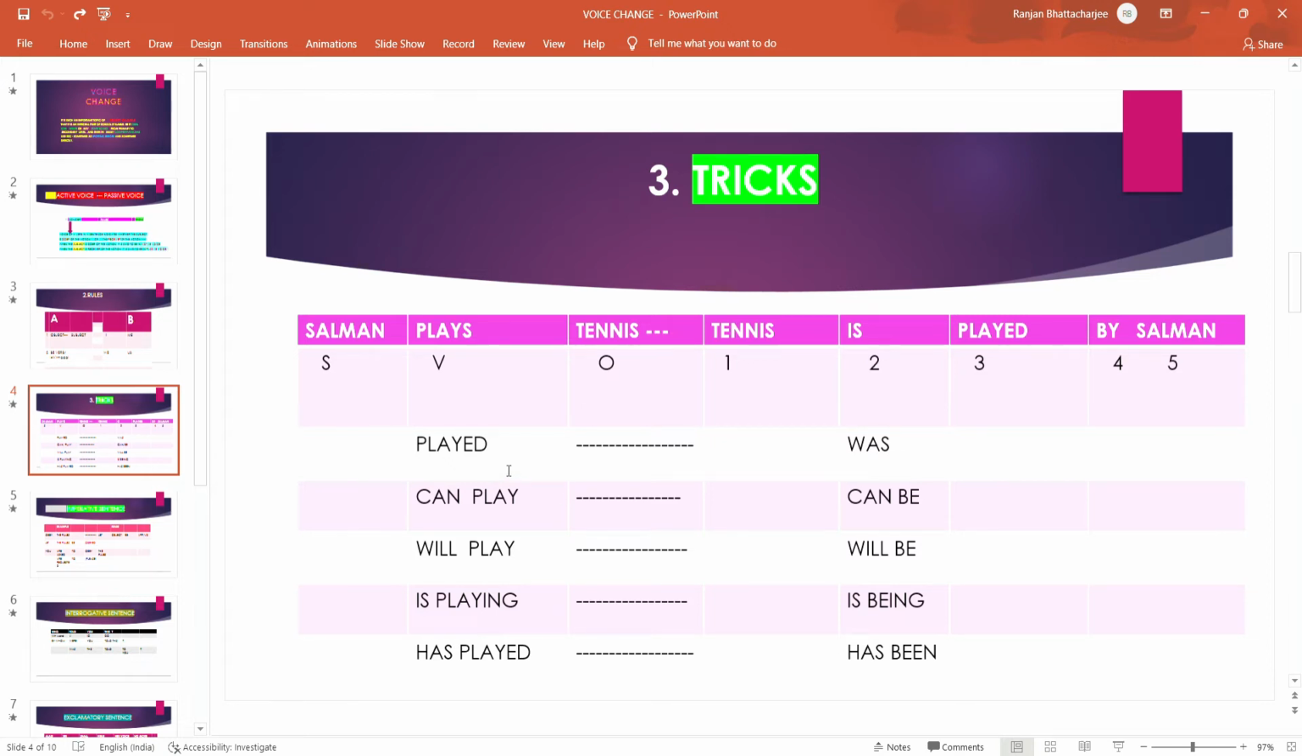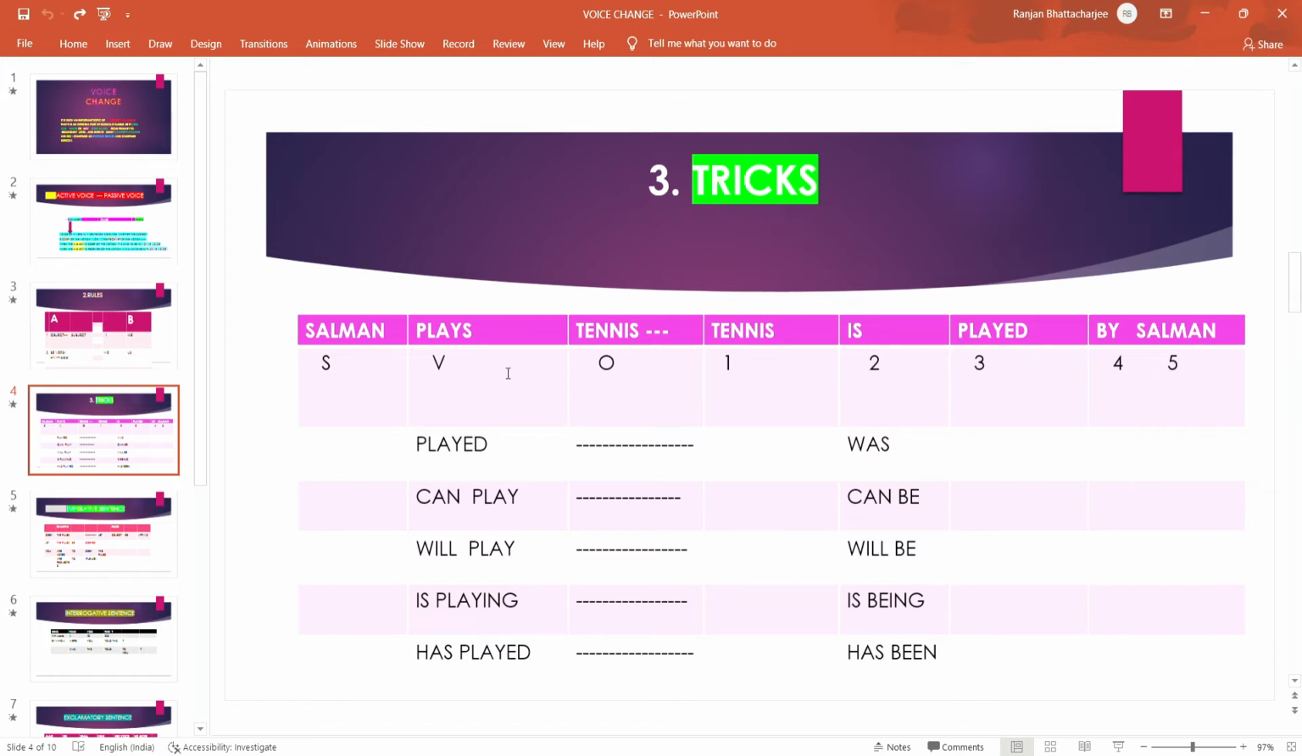Played is in past tense. If the main verb in active voice is in past tense, then there will be a past tense be verb in passive voice. The past tense be verbs are was and were. Tennis is third person singular, so was goes with tennis. If the sentence is "Salman played tennis," the answer would be "tennis was played by Salman." The other parts remain the same. Only the verb part, step number 2, changes with the change of the verb. Subject, object and other parts remain the same.